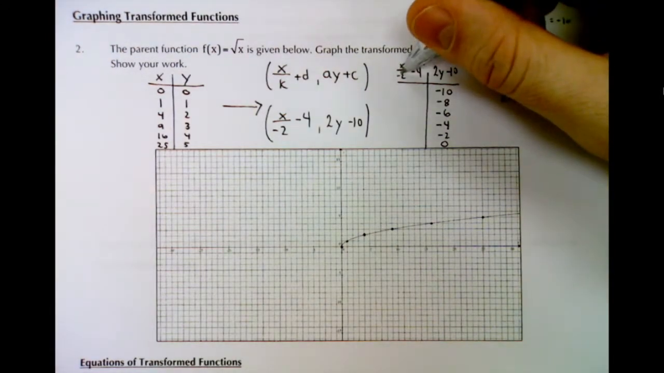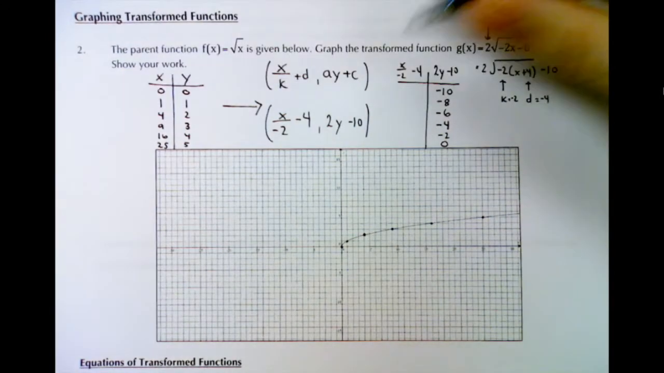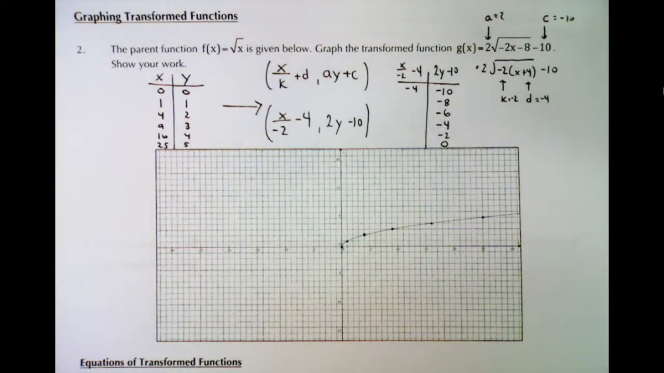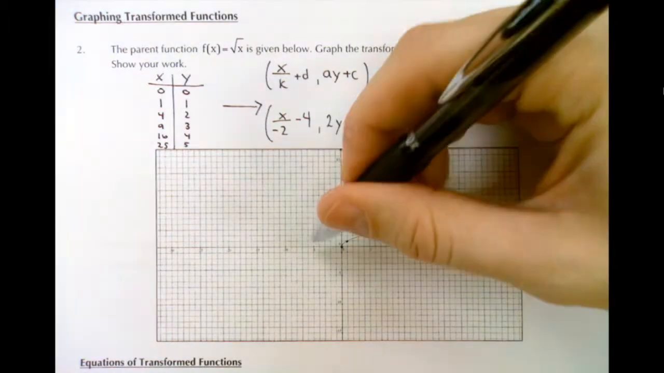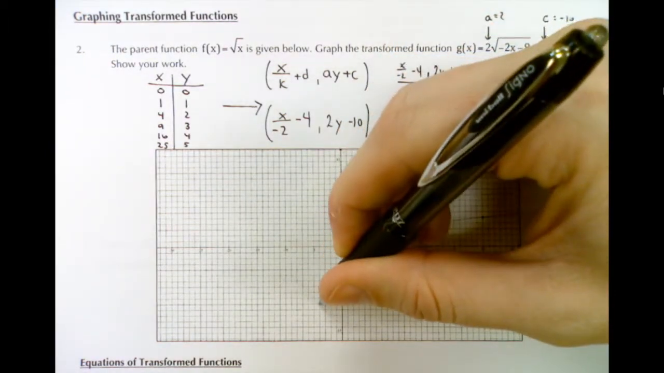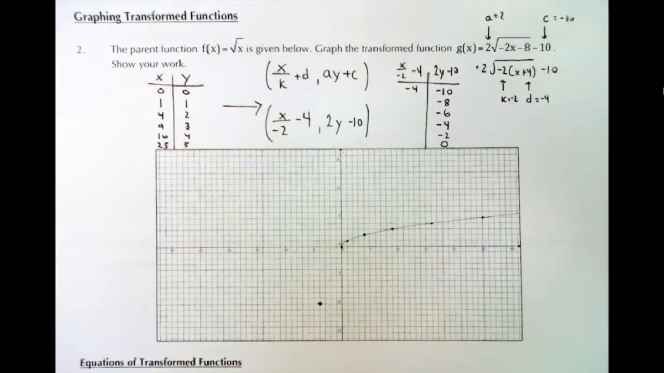X is divided by negative 2. 0 divided by negative 2 is 0. Subtract 4 is negative 4. We got our first point. Negative 4, negative 10. On our scale, negative 5, so negative 4, and all the way down to negative 10. And we've got a point. Yay! Let's get a couple more.